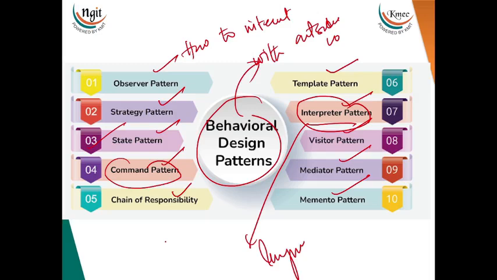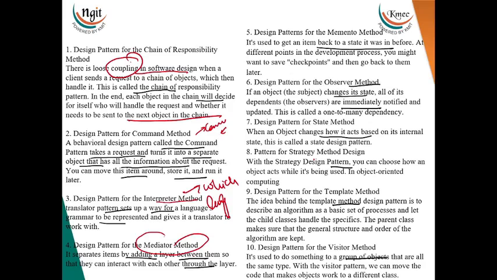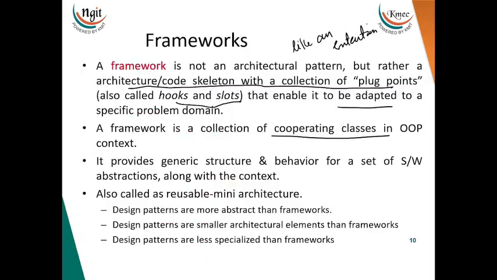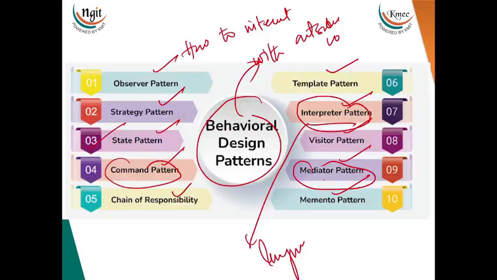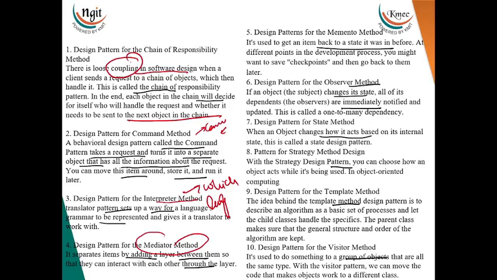Now next comes design pattern for mediator method. What do you mean by mediator method? Where is mediator method? It is here. What do you mean by mediator method? Let me go to it. Design for mediator. It separates components by adding a new layer between them so that they can interact with each other. Mediator means it acts as a mediator between components. It adds a layer so that it can communicate with that one. This is the mediator one.